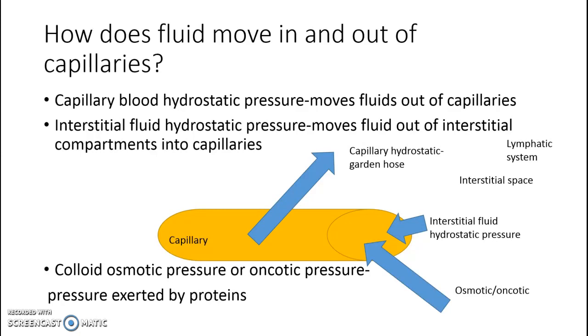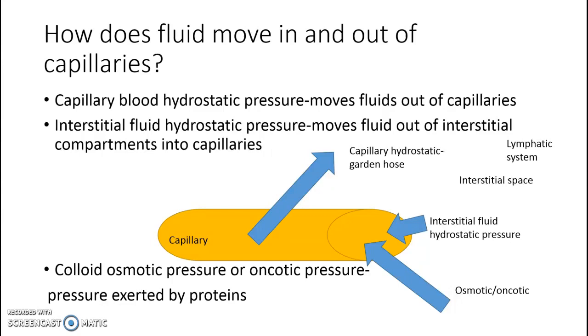The lymphatic system also gets some of that fluid from the interstitial space. I didn't put an arrow there, but some of that may end up in the lymphatic system. There is also something, so now we're on our fourth also, called colloid osmotic pressure, or you can call it oncotic pressure. So colloid osmotic pressure and oncotic pressure are the same thing.